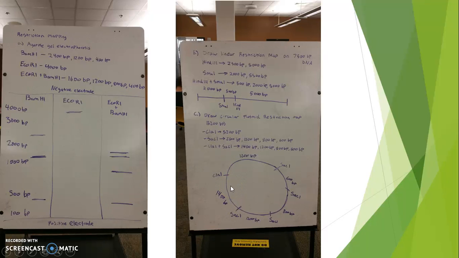And then I added these up. I added this 2,600 to this 1,400, and I got 4,000. And I'm like, okay, so that's 4,000. Then this remaining fragment has to be 1,200 because it has to equal 5,200 base pairs.